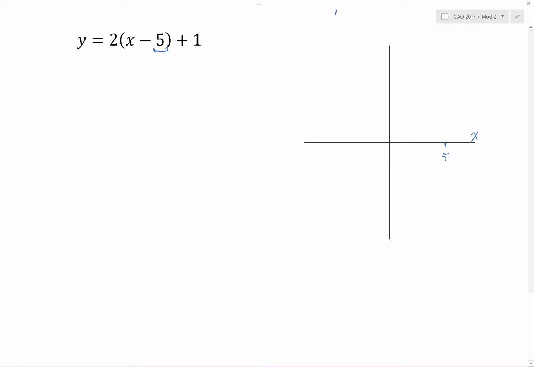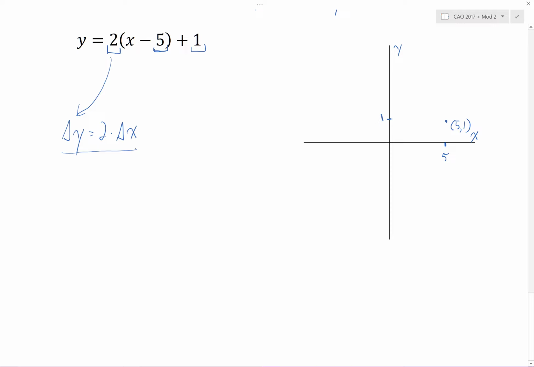We also know that since we have this plus 1, 1 is going to be a reference value for y. And then we also know that this 2 represents the constant rate of change of y with respect to x. So this 2 tells us that the change in y is 2 times as large as the change in x. So we have a reference point of (5, 1), and we know that the constant rate of change of y with respect to x is 2.